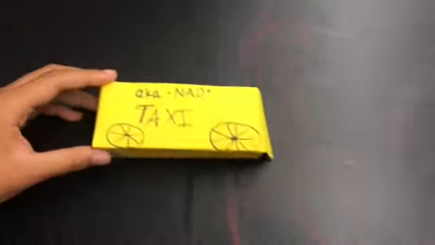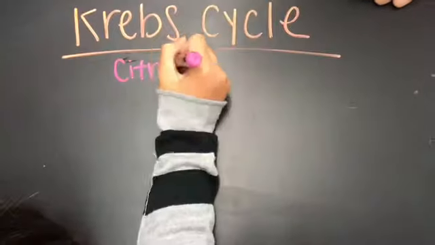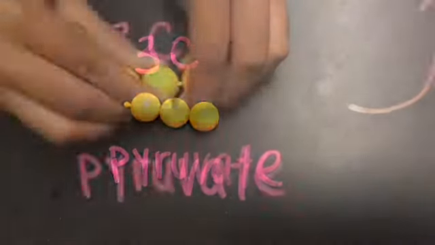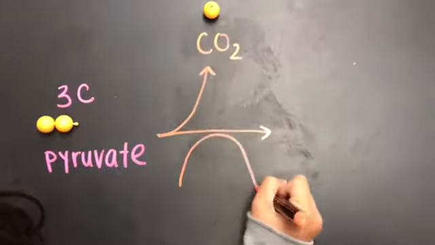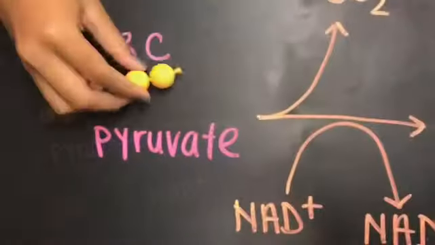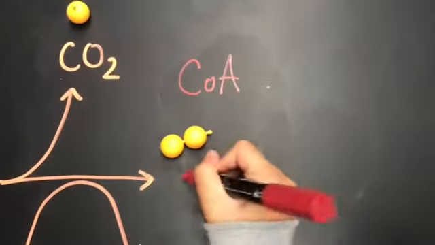One at a time, the pyruvate is taken to the mitochondrial matrix by NADH. This starts out the second part of cellular respiration, the Krebs cycle, also known as the citric acid cycle. One part of the pyruvate is then broken off and turned into CO2. Then NAD+ is turned into NADH, and the last 2 parts of pyruvate are then turned into acetyl coenzyme A.